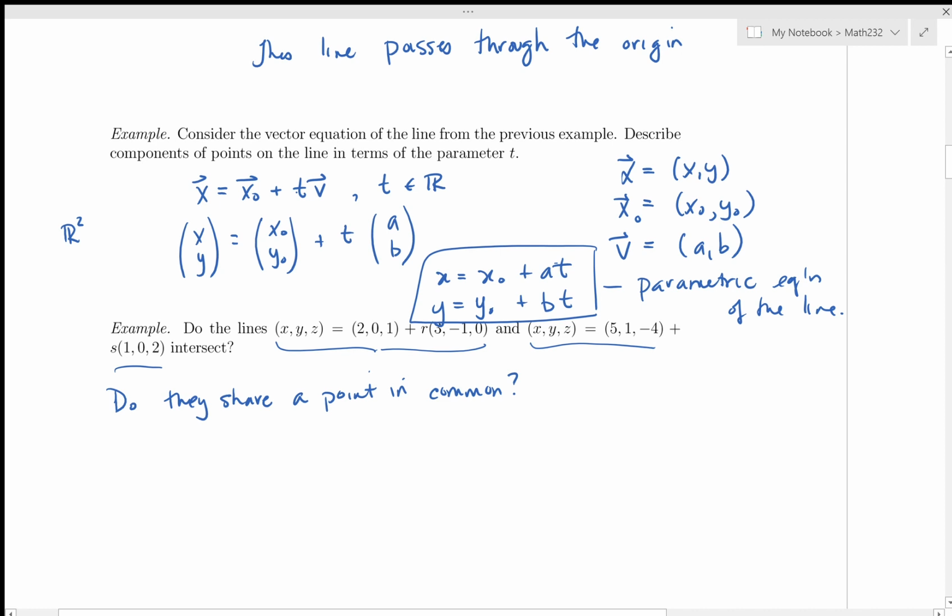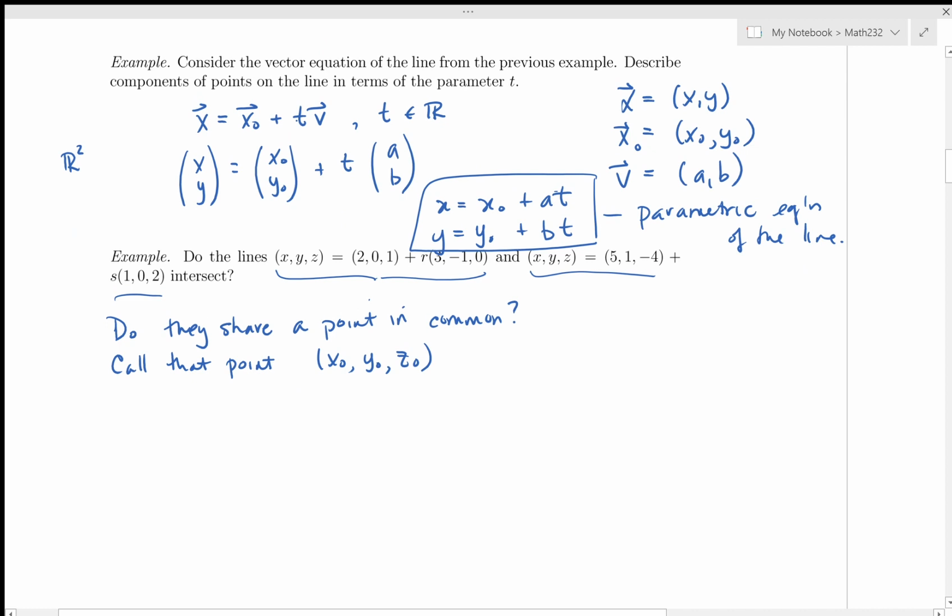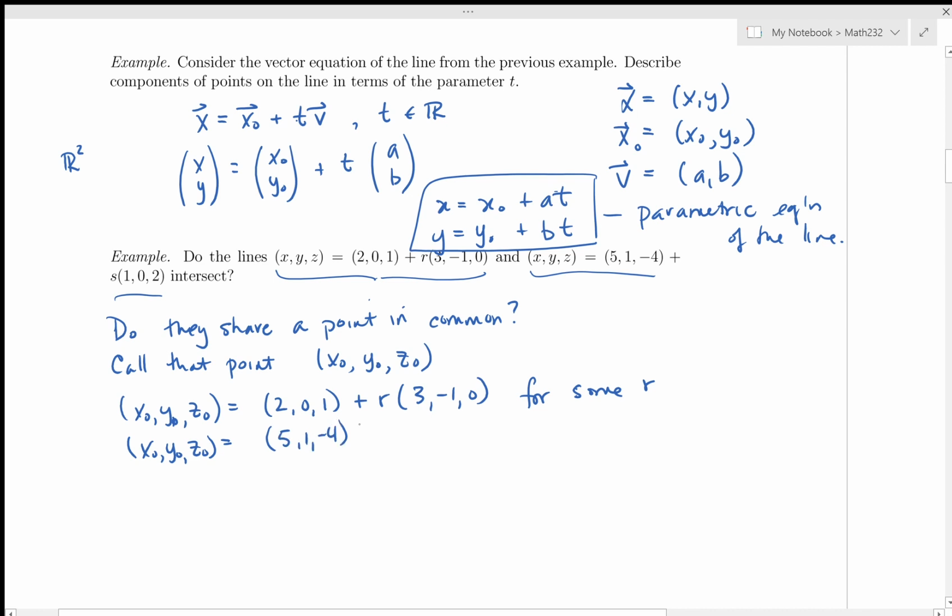Okay, let's suppose that they do. Call that point x naught, y naught, z naught. Because this proposed point x naught, y naught, z naught is on both lines, it must be the case that x naught, y naught, z naught is equal to 2, 0, 1 plus r times 3, minus 1, 0 for some r. That must happen. And also x naught, y naught, z naught must equal 5, 1, minus 4 plus s times 1, 0, 2 for some s.